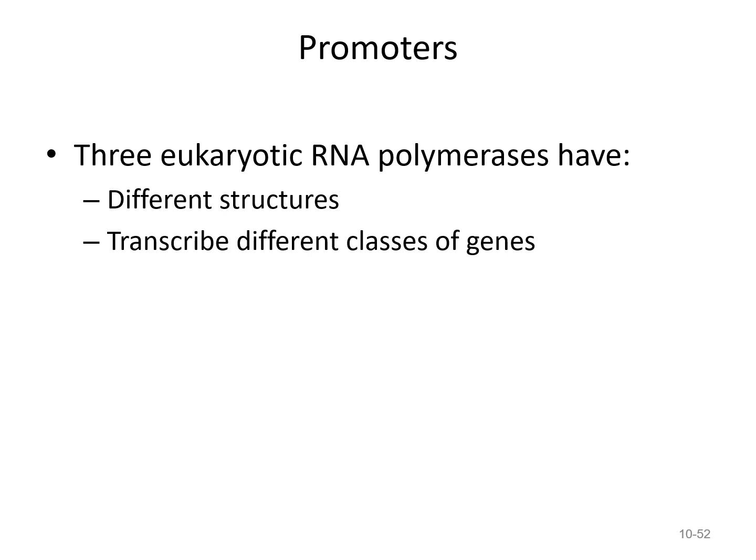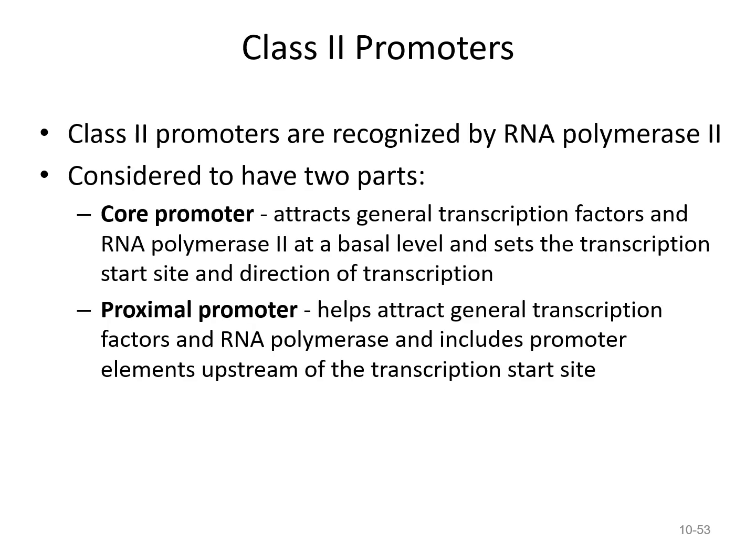And there are three RNA polymerases, so they will require different promoters, right? Because they have a different structure and transcribe different classes of genes, they have different promoters. So for the class 2 promoter, the core promoter can attract the general transcription factors and RNA polymerase II, and therefore they determine the start site and direction of transcription.